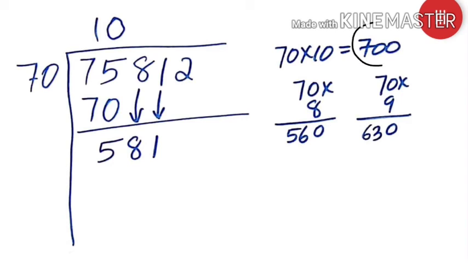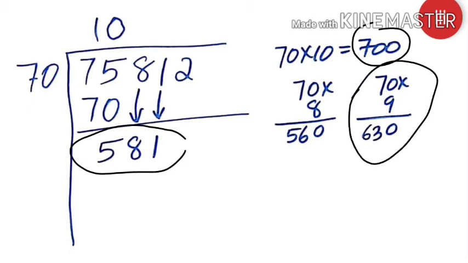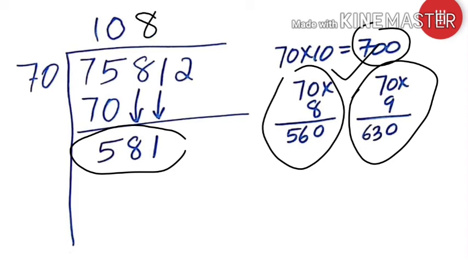Here 700 is a number near to 581. So multiply with 9. It's 630. Multiplying with 8 gives you 560. Here 560 is the number nearest to 581. So write 8 on the top. Now 70 into 8 is 560. Subtract 560 from 581. It's 21.